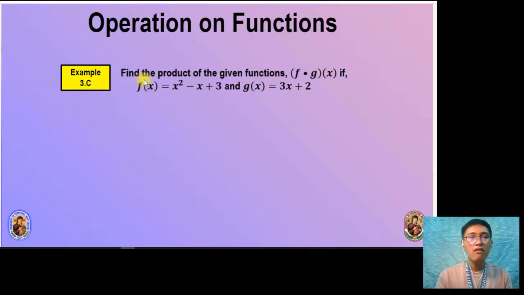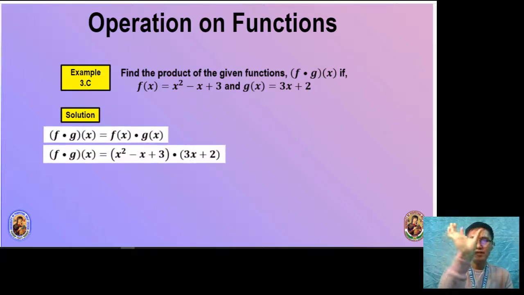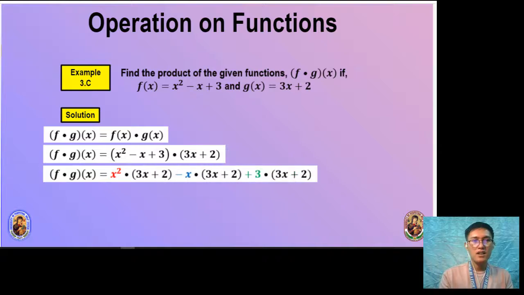Example 3.c. Find the product of the given functions f times g of x if f of x is equal to x squared minus x plus 3 and g of x is equal to 3x plus 2. Let's just follow. Use the proper denotation, then do the substitution on the expression in f of x and the expression in g of x. Alright, so this part is quite hard or tricky.